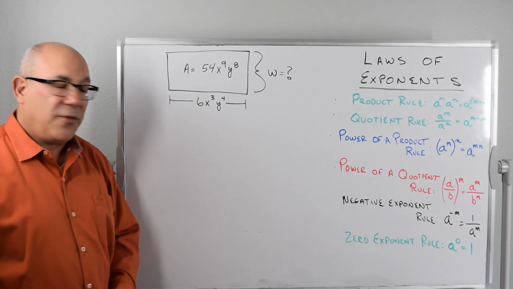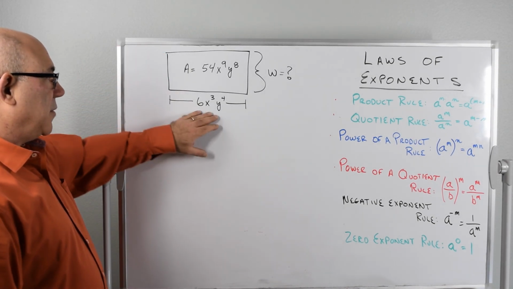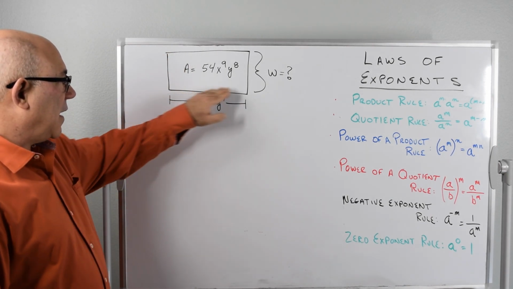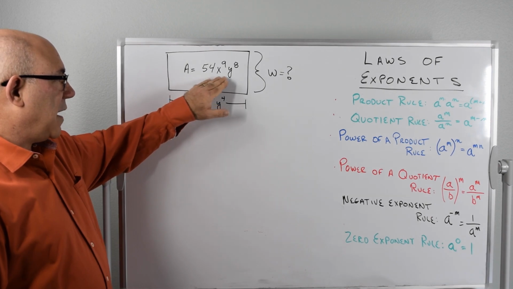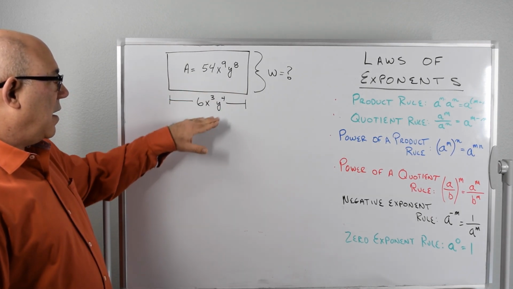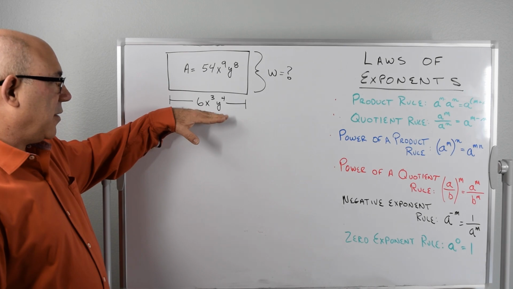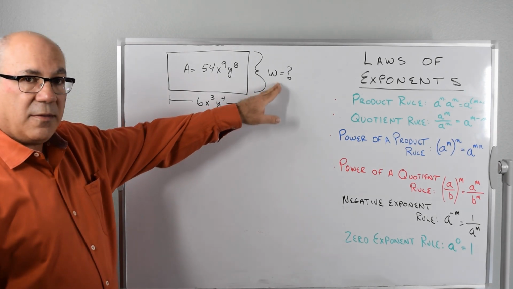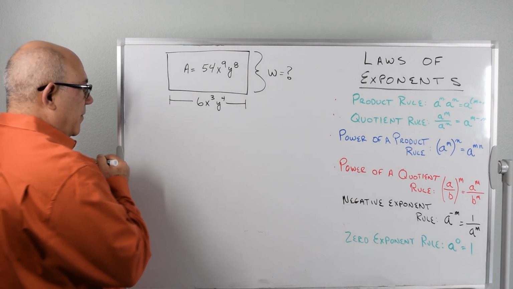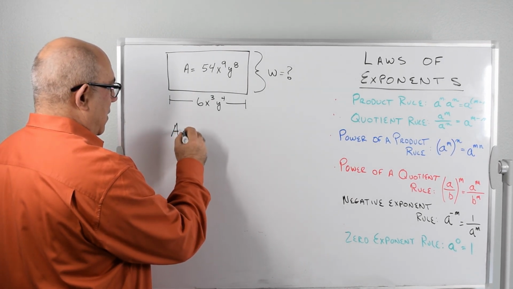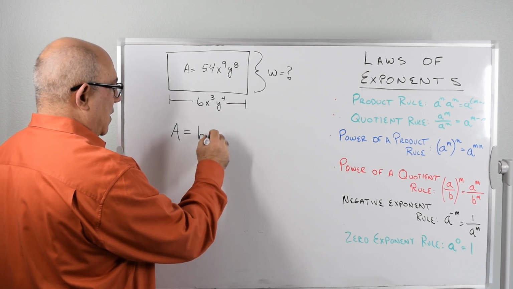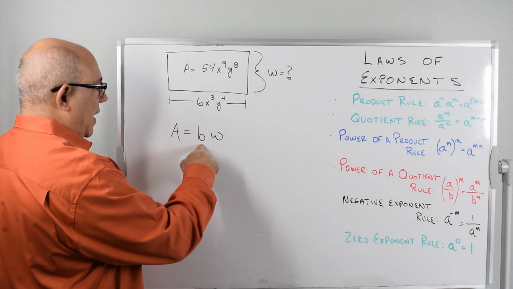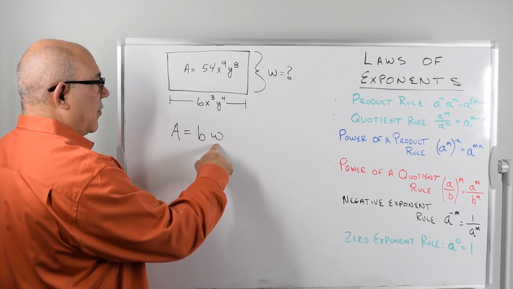Okay, so this is kind of a fun problem. It's a geometry problem using exponents. If we know the area of this rectangle is 54x to the 9th times y to the 8th, and we know the base of the rectangle is 6x cubed y to the 4th, how do we find the width? Well, we know that the area of a rectangle equals the base times the width, right? We have the area and we have the base, so we can solve for the width.